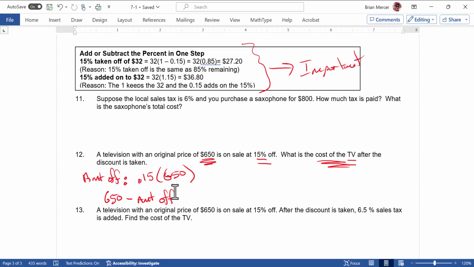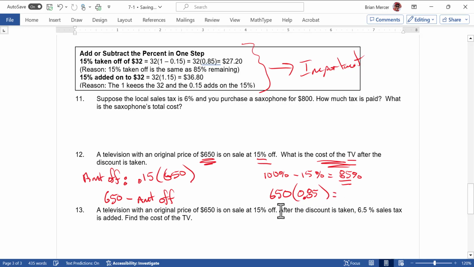So the shortcut way to do this is to say, if it's 15% off, that means you think about 100% minus 15%. That means you have 85%. So the new price is 85% of the original price. In other words, you could take 650 and just figure out 85% of that. So that's 650 times 0.85. That's the decimal form of that percent.